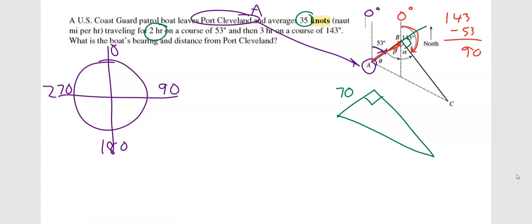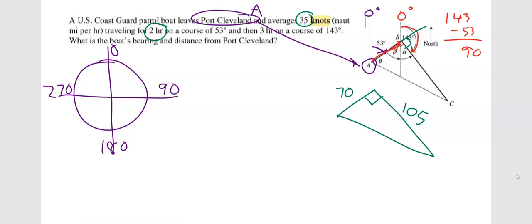And then on the other course, a bearing 143, it traveled 3 hours at the same speed, so that's 105 nautical miles. It doesn't matter whether it's nautical miles or statute miles. We're not converting either. We're just going to keep everything in the same unit of measurement.